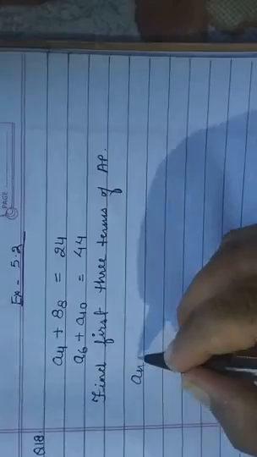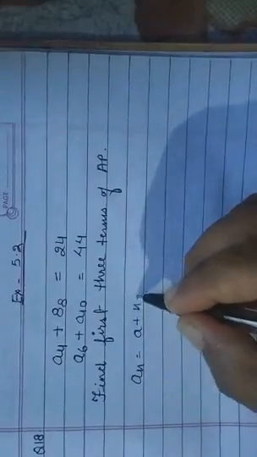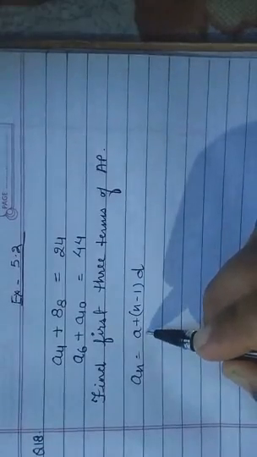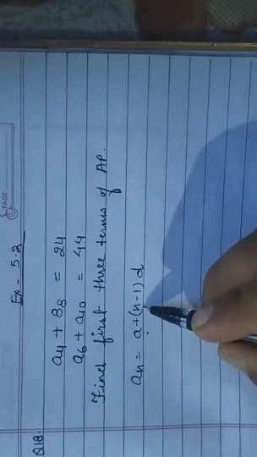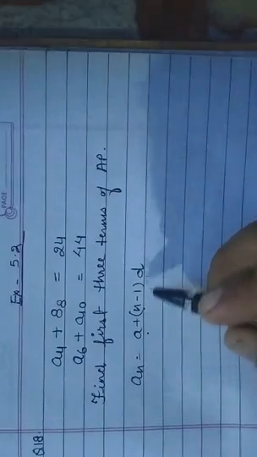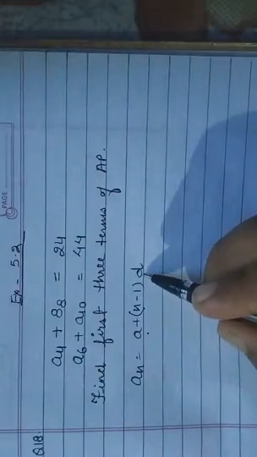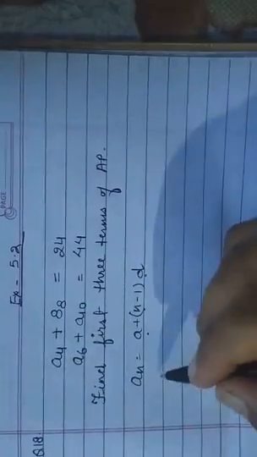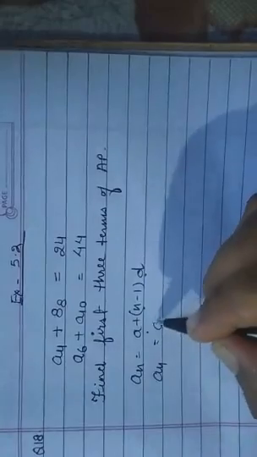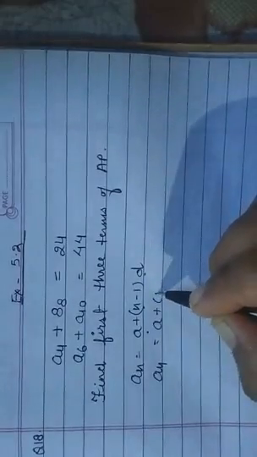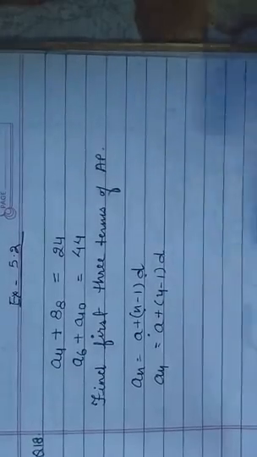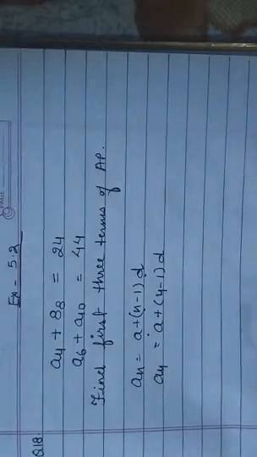कैसे करेंगे? As we know that the formula for An is A plus (N minus 1) into D, where A is the first term, N is the position of that term, okay, and D is the common difference. So here in this question A4 we can write as A plus (4 minus 1) into D. We have to find out A and D. A and D are unknown here.